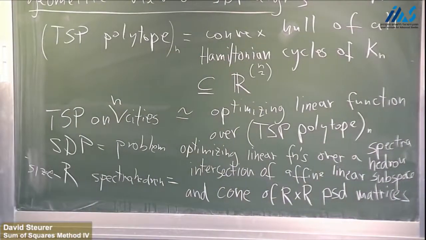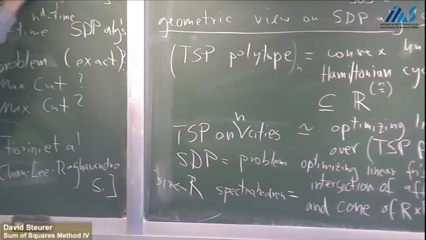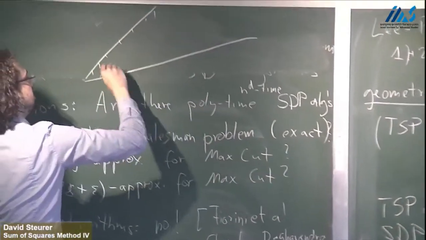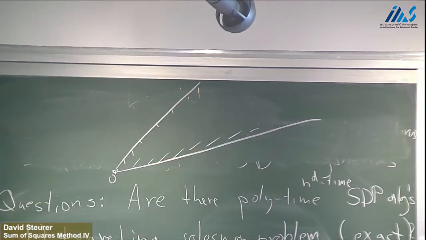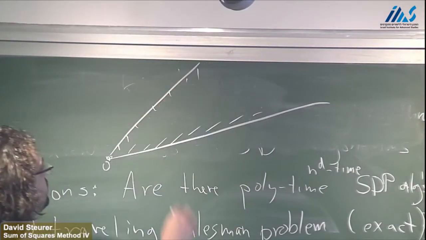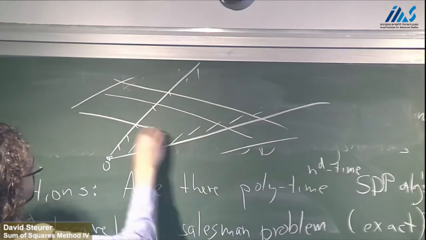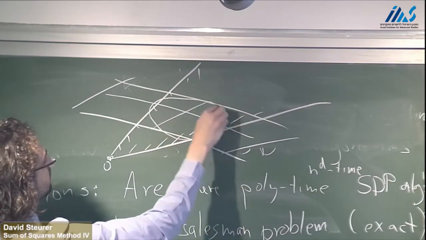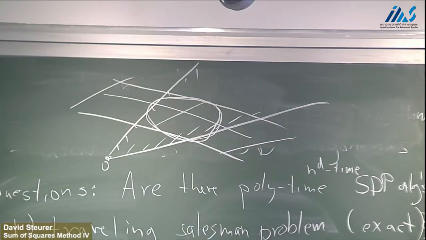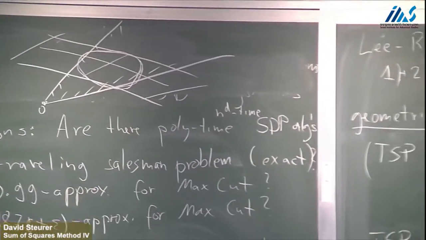A little picture here. So you look at the set of R by R PSD matrices, and if you think of this as zero, then it might look like a set like this, and then you intersect this set by an affine linear subspace. It might look like this, and this is the definition. If you look at all possible affine linear subspaces, then you get all possible size R spectrahedra.